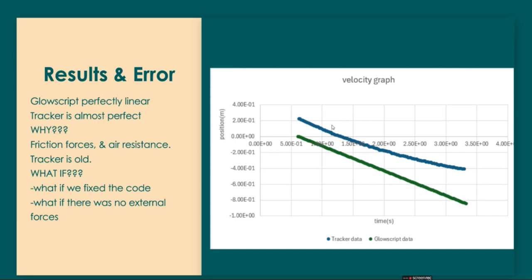And another thing is Tracker is old, so it's not going to be perfect, as shown here by another curve. So some what ifs: what if we fix the code to account for friction and air resistance? It would probably be more linear. Same thing, what if there were no external forces? Then our Tracker data would probably be more linear.